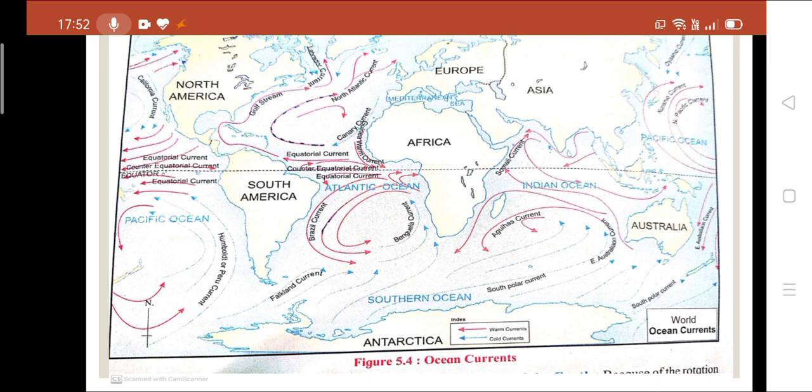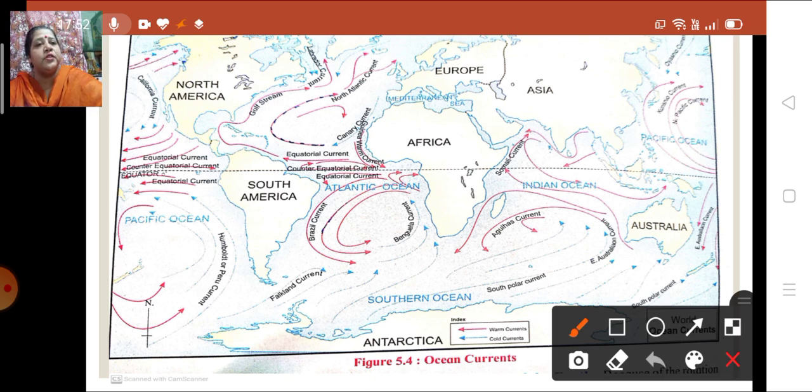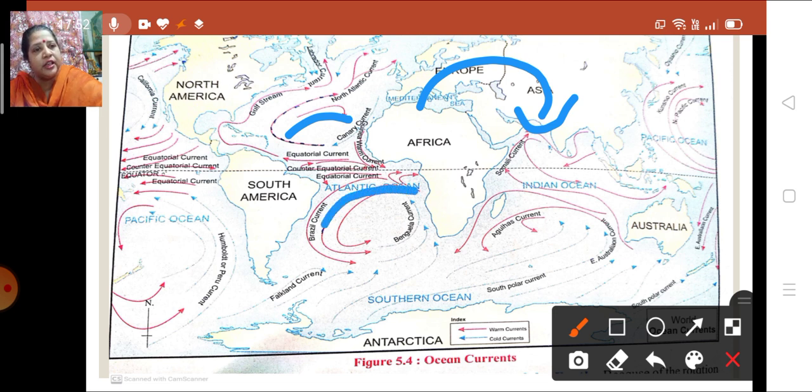Yes, children? In the northern hemisphere, if you see, the currents are flowing in a clockwise direction. Okay, you can see over here. So you can see this part. It is going in a clockwise direction. Okay, in the northern hemisphere, the currents are flowing in a clockwise direction, while in the southern hemisphere, you can see the currents are flowing in an anti-clockwise direction. Okay, so this is the difference between the circular manner of the currents flowing in the northern and southern hemisphere. Understood, children? What is the difference? Okay.